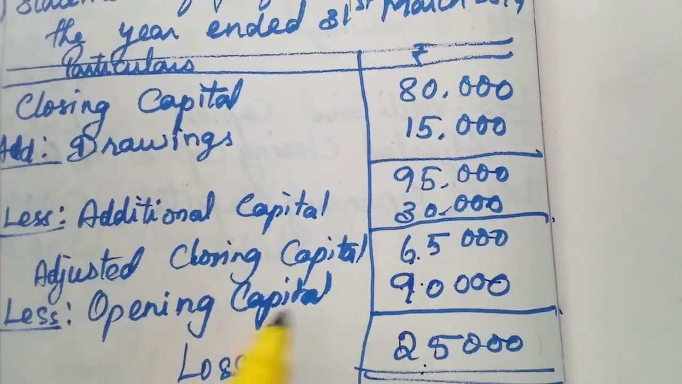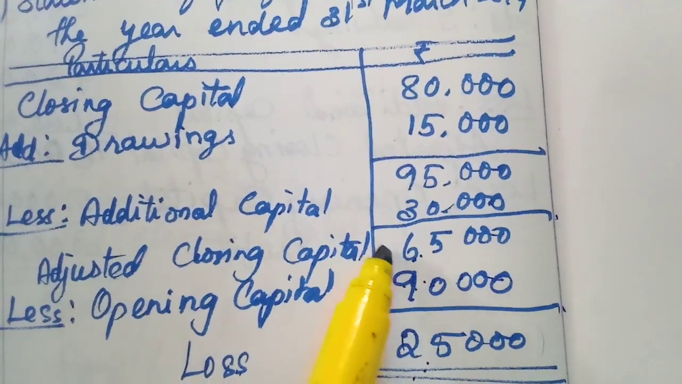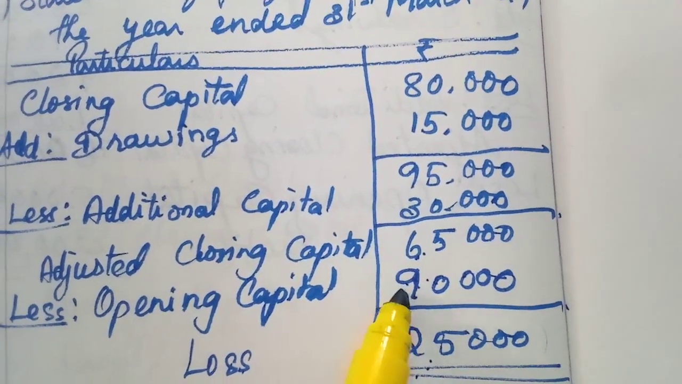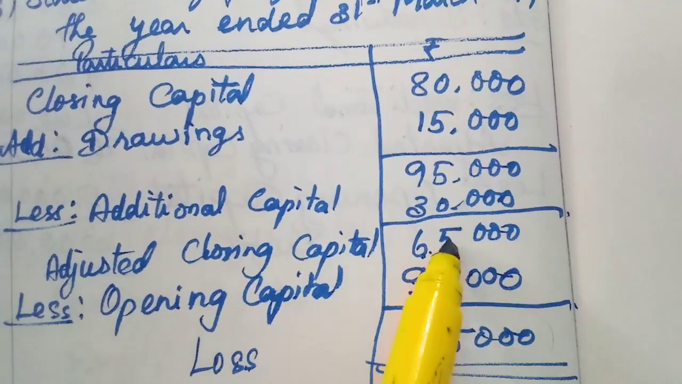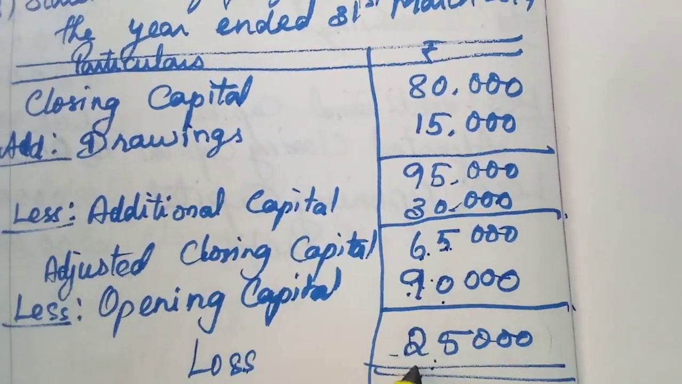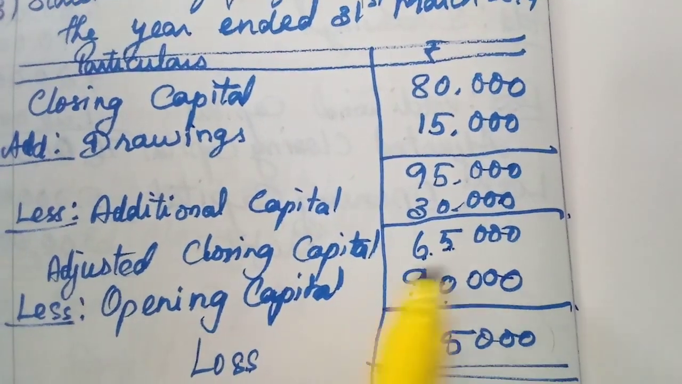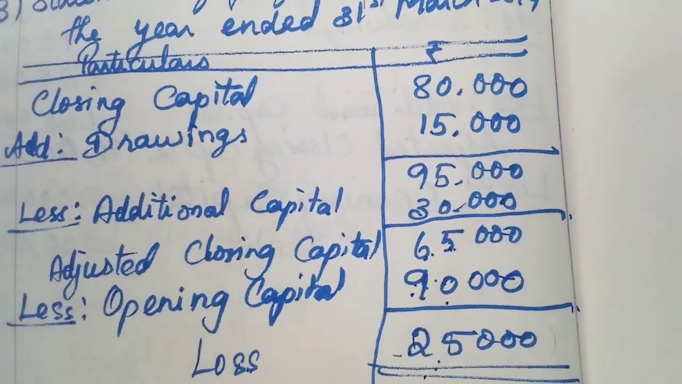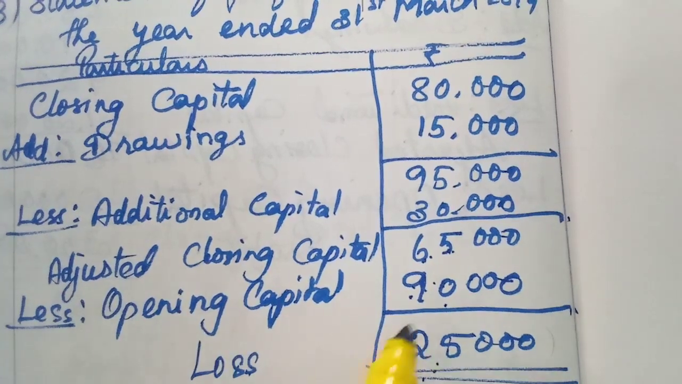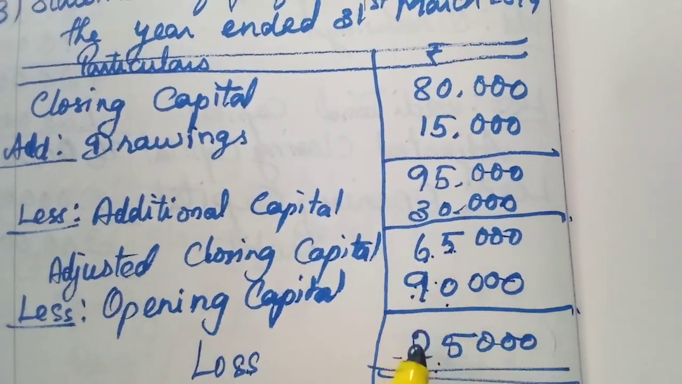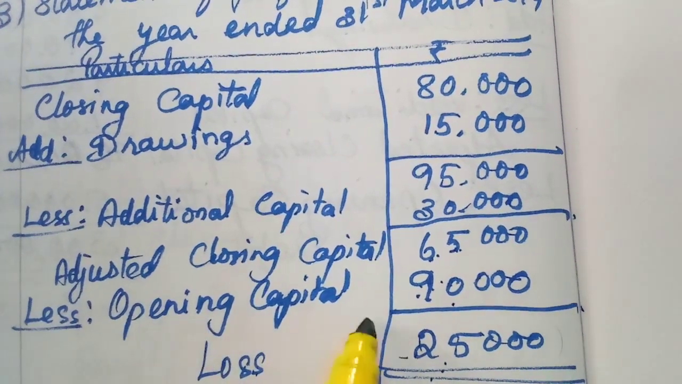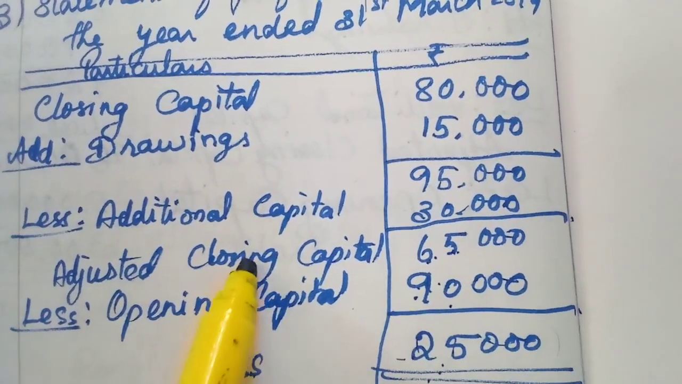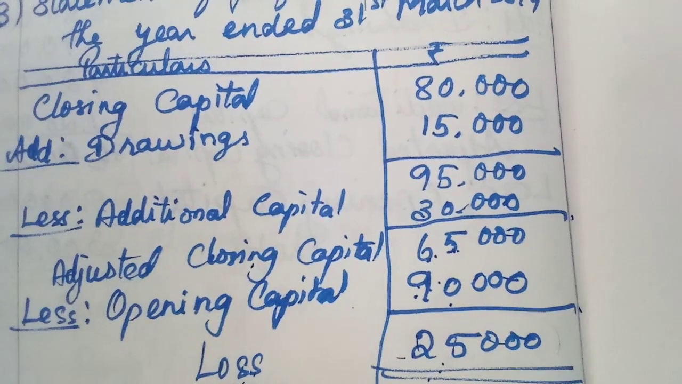Understood, students? If loss is given, we need to add these two amounts and write here. Now you see here, opening capital is more, closing capital is less. So we got loss, so you can conclude what we have done is correct. This is the way you have to conclude. Whether we have to deduct or add, you will get confused. The only statement you have to remember is: opening capital will be more than the closing capital if it is a loss.